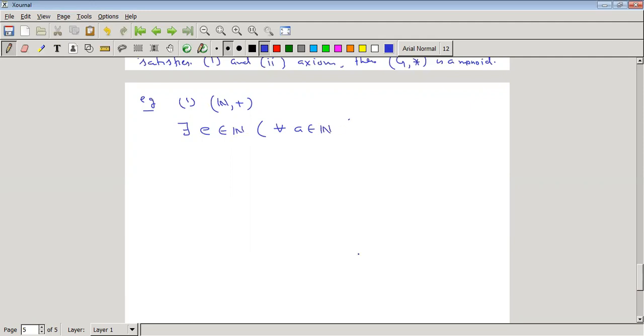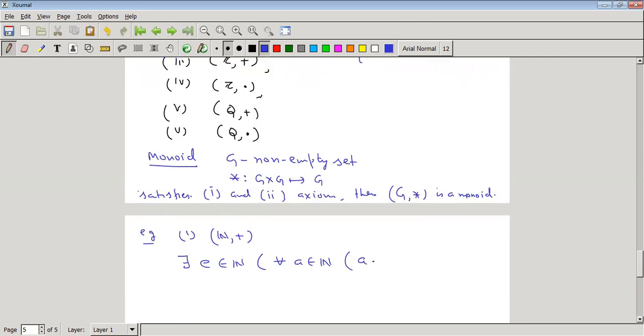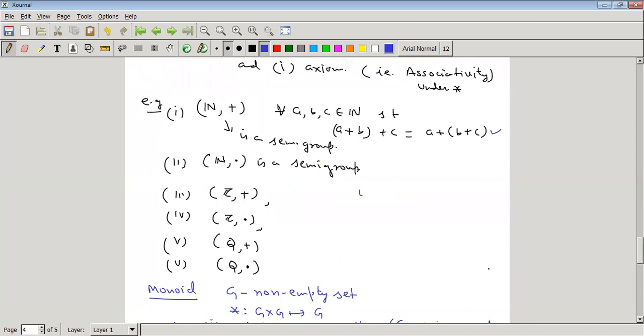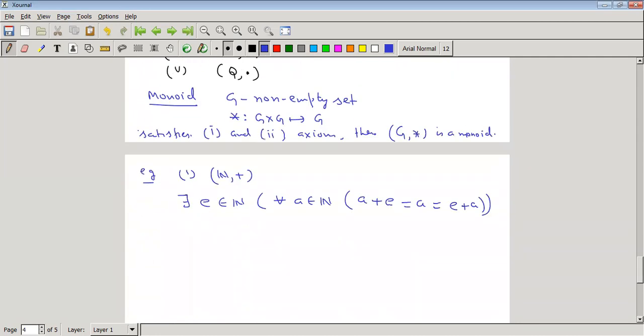A in N such that A plus E is equal to A, that is the same as E plus A. So is it true? Can we find any E? Let us check A plus E equal to A. We can add minus A to both sides, because A and E are natural numbers. So we get E to be 0.